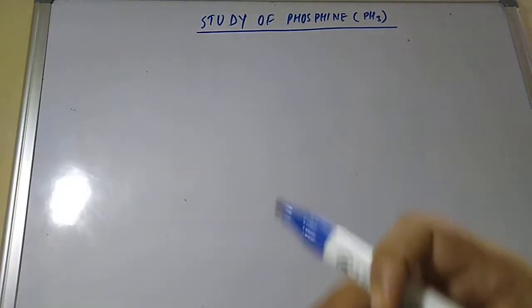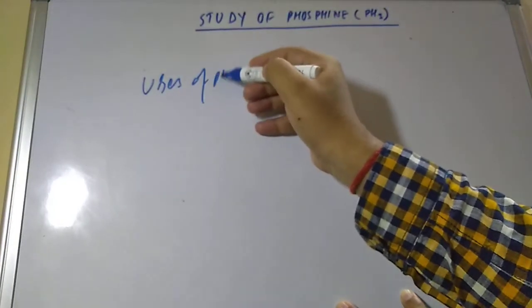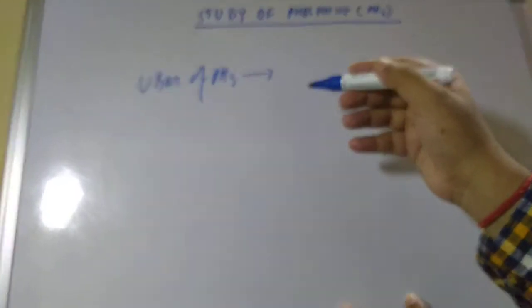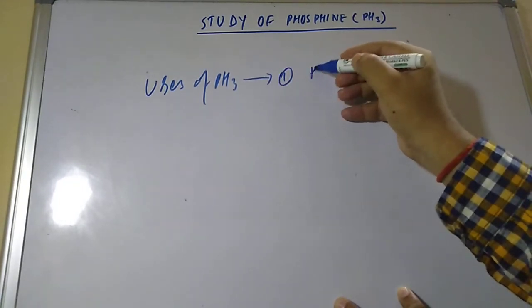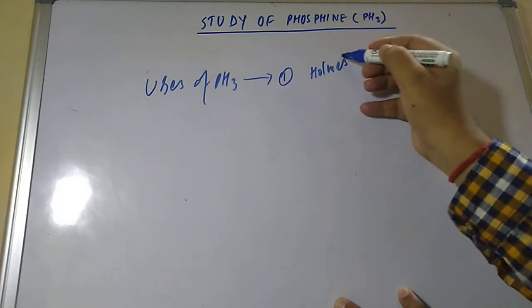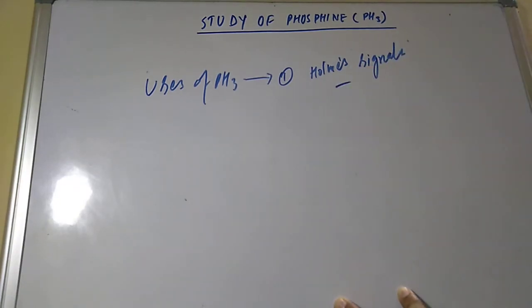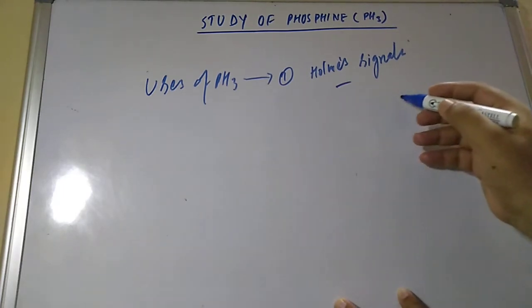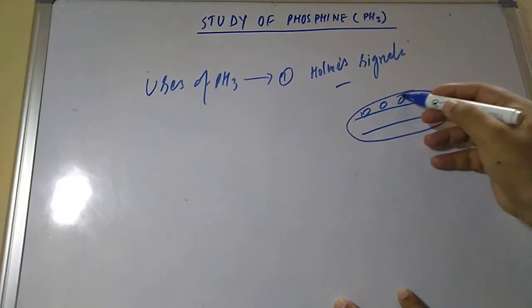Now the other thing we have to study is usage; the usage of PH3 is important. Firstly, it is used in Holmes signals. What is the meaning of Holmes signals? Holmes signals means there is a porous bottle. This is the porous bottle.